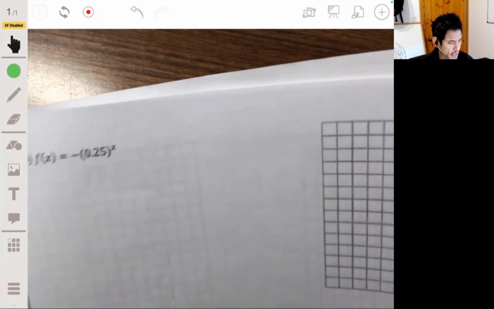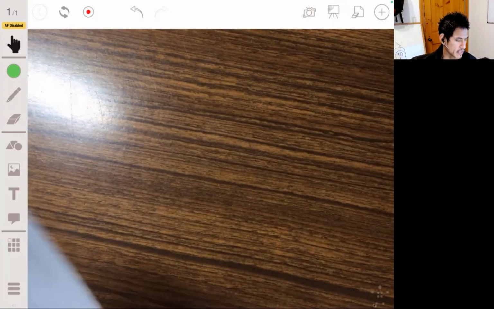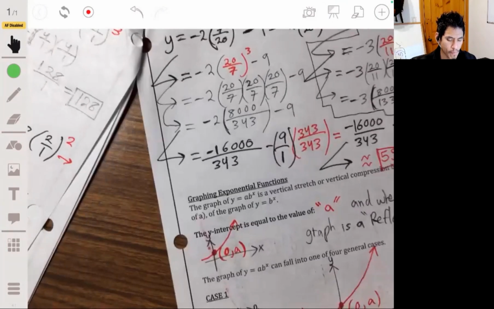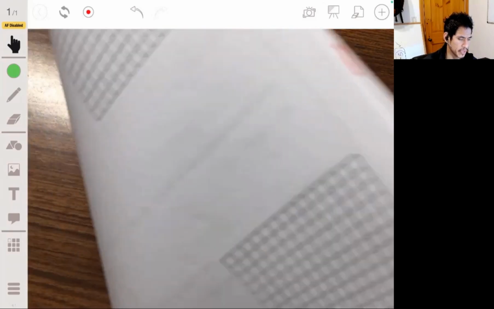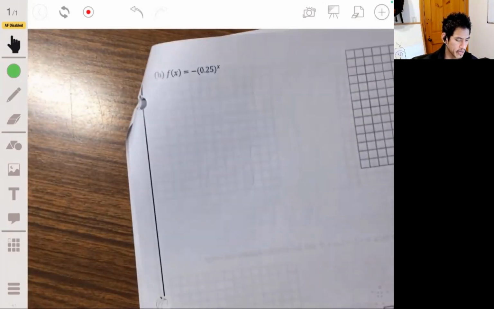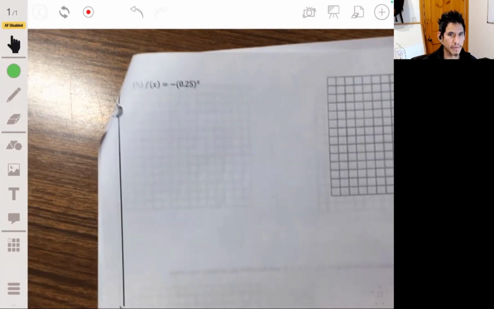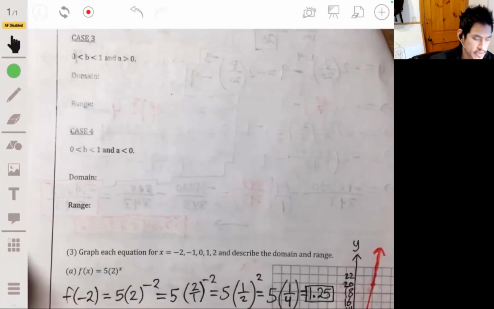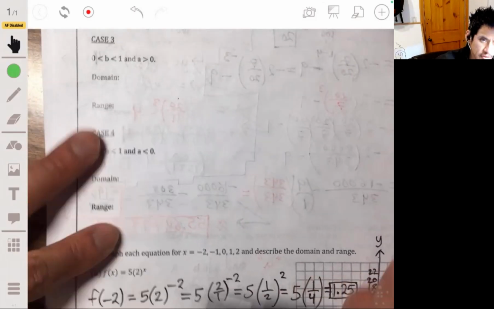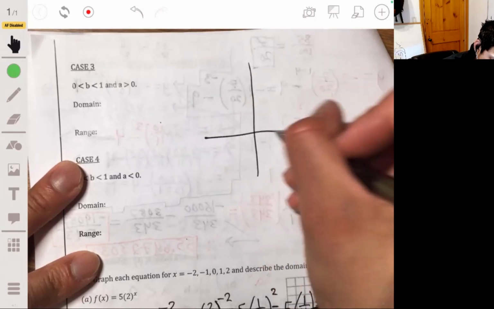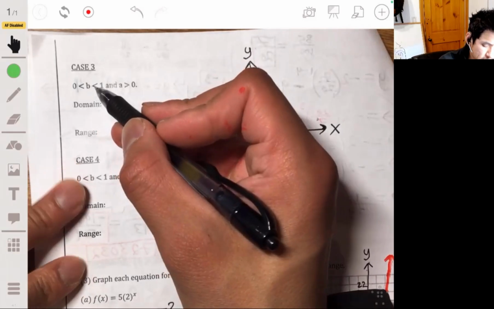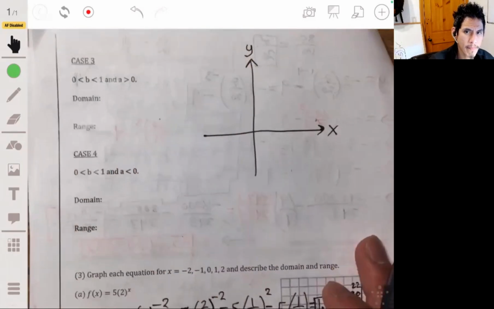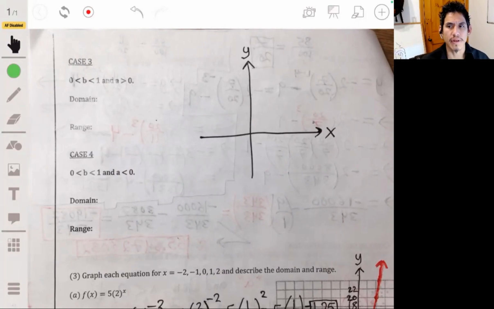Okay, so let's look at some other graphs now. So that was an example of case 1, as you can see. The next one will be this one over here, which we haven't done yet. We haven't done the case, so let's go back to this page and let's talk about case 3. Case 3 will be when b is between 0 and 1, so a fraction, and a is positive. So think about what would happen. I want to see if you can figure out what the graph shape will be.